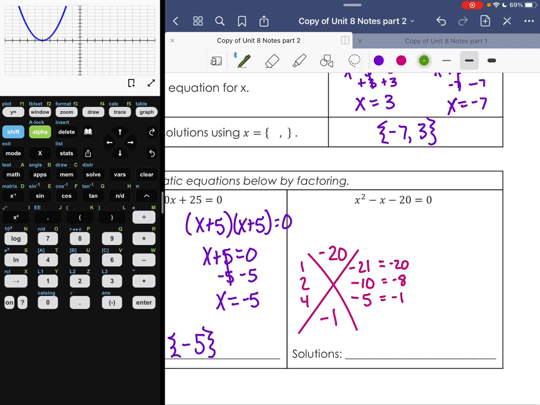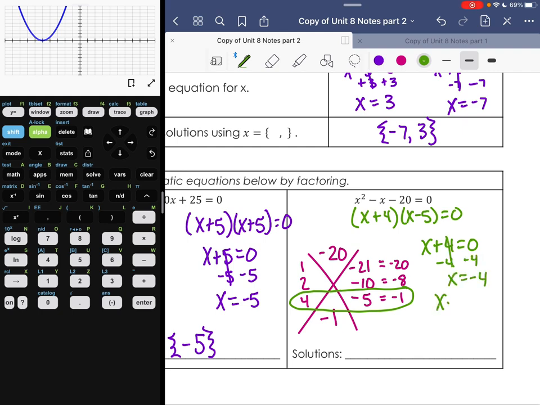So the one that we want is 4 and 5. So we have x plus 4 and x minus 5 equals 0. And then you just have to solve both of those. So x plus 4 equals 0. Subtract the 4. We get x equals -4. And x minus 5 equals 0. Add the 5. X equals 5. So this solution set is -4, 5.